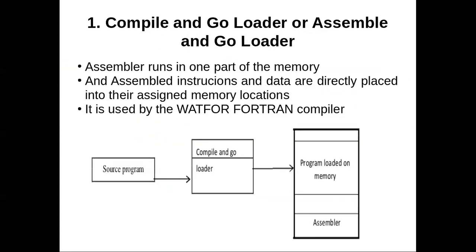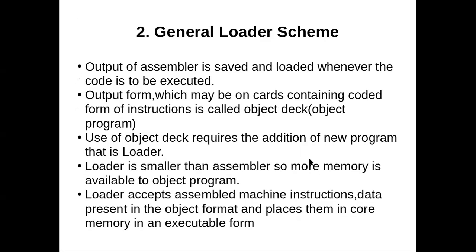Before moving on to the general loading scheme, let me give an overview of the compile and go loader. In the compile and go loader, we stored both the assembler and the output of the assembler, that is the assembled instructions or machine language instructions, and data for the execution in the memory. Okay, so that was the structure of the compile and go loader. Now we are moving on to the general loader scheme.